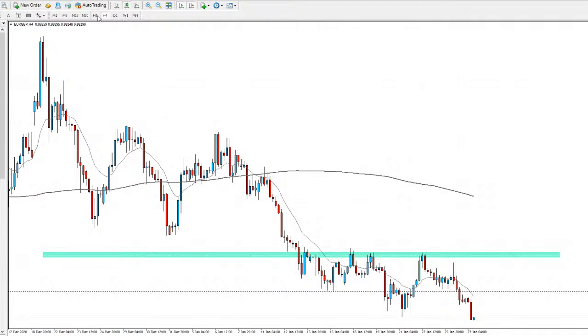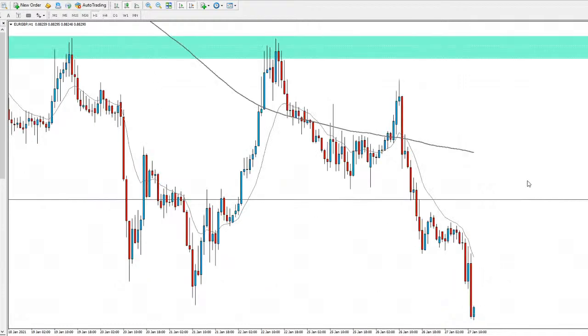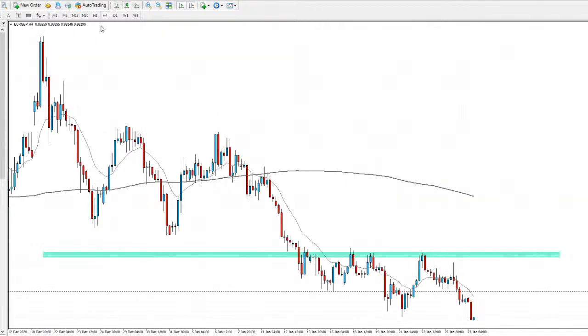But I think long term EUR/GBP is still on its way down, but we could see a nice spring back to the upside for EUR/GBP and retrace some of that bearish move that we had recently for that pair.